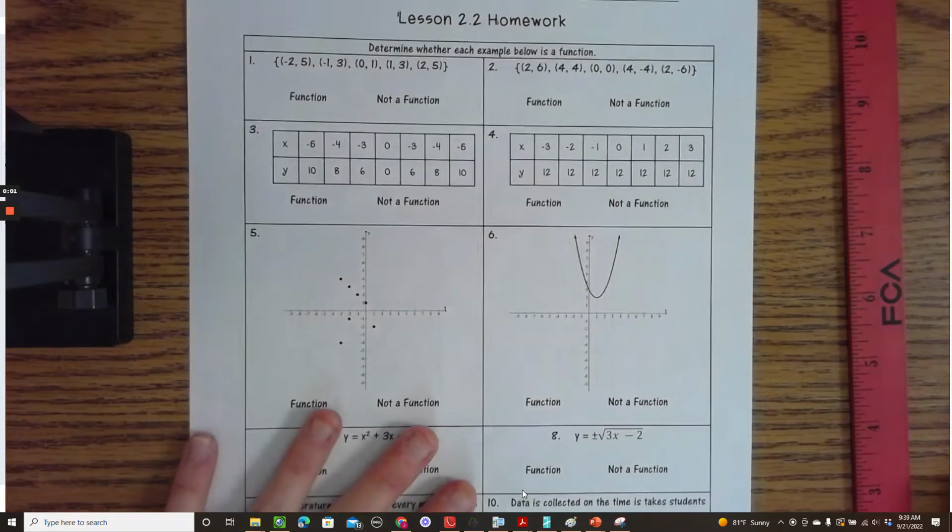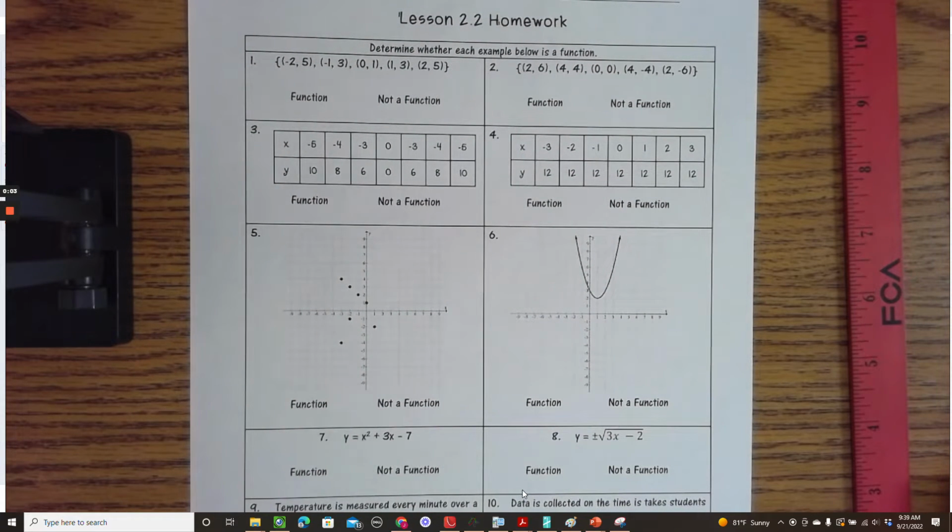This video is for the lesson 2.2 homework. All we're doing today is function or not a function. That's it. Okay? So, a function is when every x is paired up with a different y.